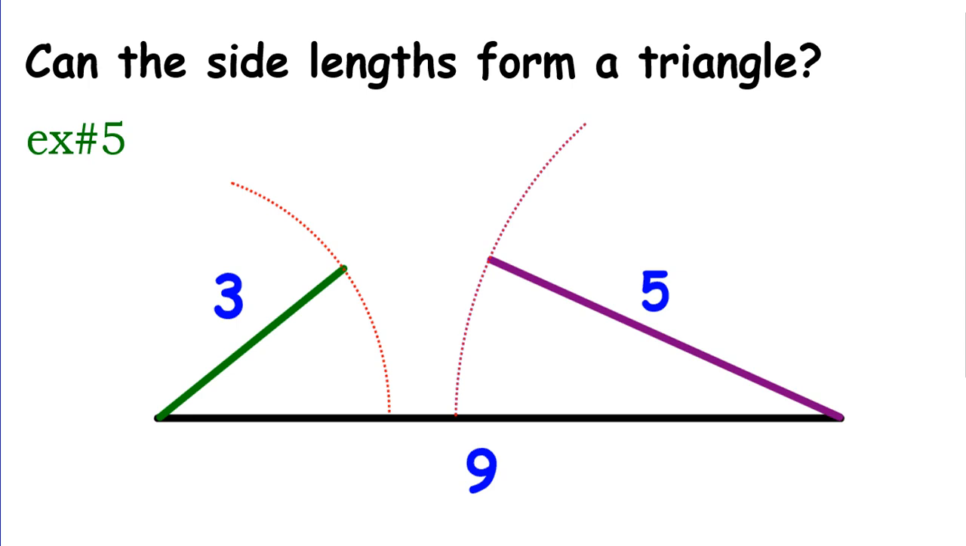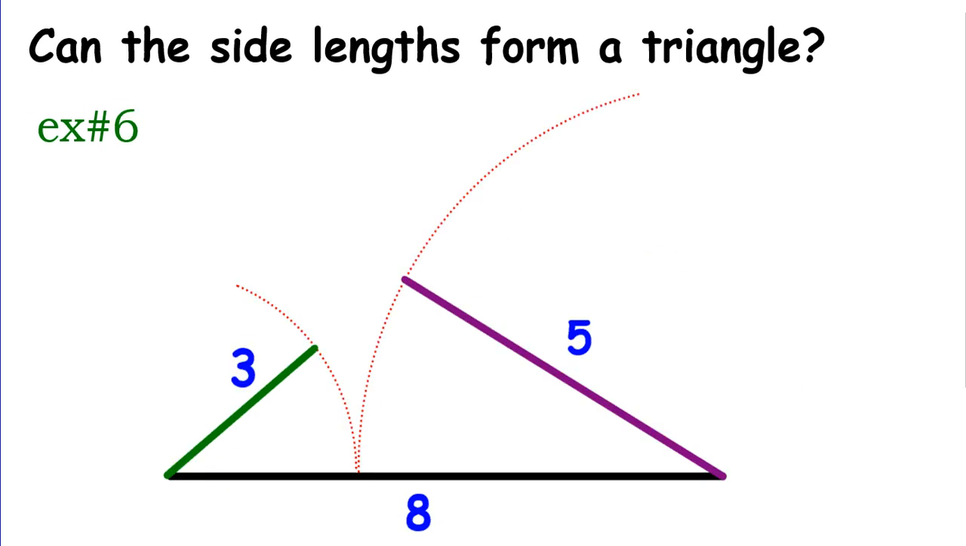So if you have 3, 5, and 9, 3 and 5 are the 2 smallest sides. If you try to bring these down to make a triangle, they're not quite going to reach, right? Because there's 3, there's 5, and there's this little extra 1 here. And so it doesn't make a triangle.